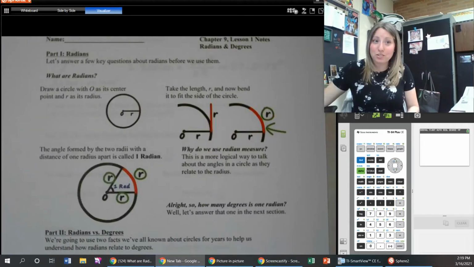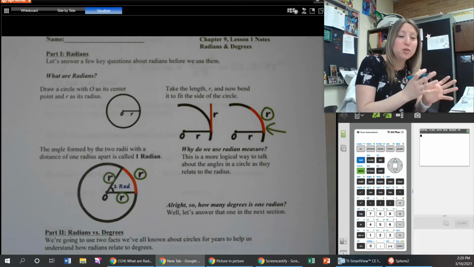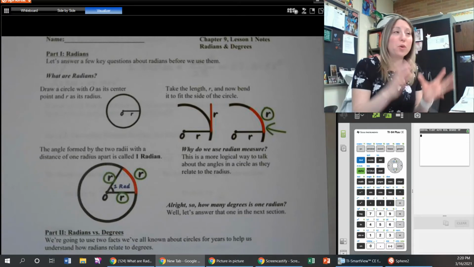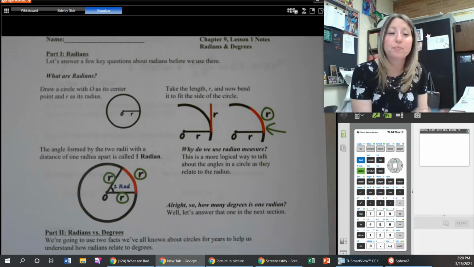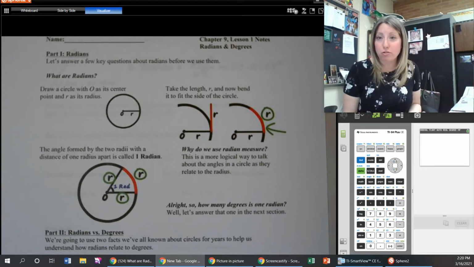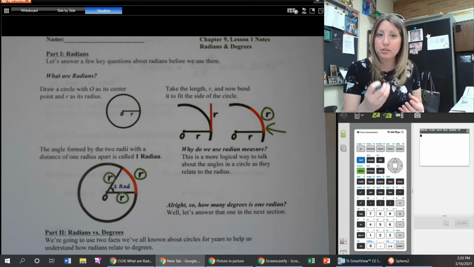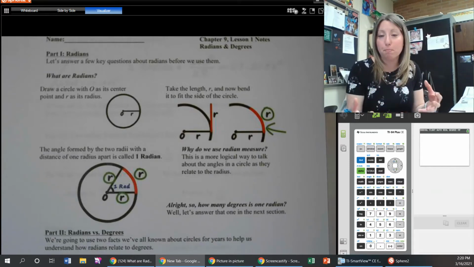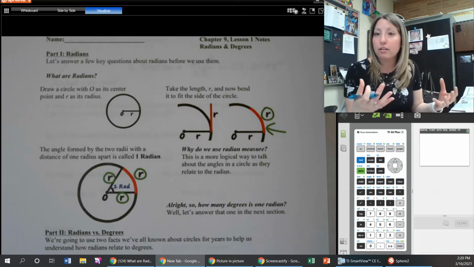Okay, so I know she went fast, so let's break it down. Ready? If you draw a circle, we think of a circle as, oh, we have 360 degrees in a circle. Okay, that's kind of an arbitrary measurement. Radians makes more sense as far as talking about what are the angle measurements that are in a circle, okay?